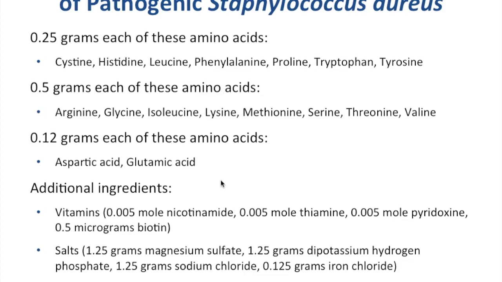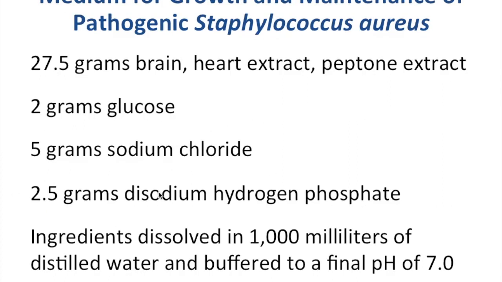This is the formula of the synthetic media. We can see these are the amino acids. We can also add the sugar, the salts, and vitamins. These are all chemicals we can order from the companies, so it's easy to make the media with these ingredients.